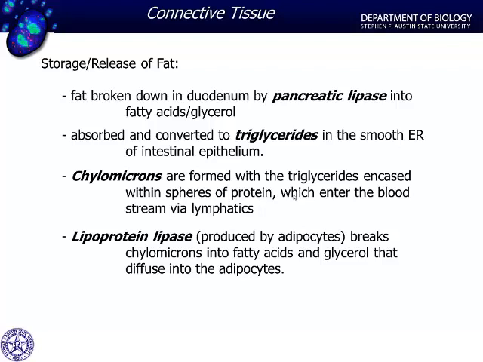Now, we can also recruit triglycerides back out of the adipocytes. And this is going to be a lipoprotein lipase, similar in regards to what we see produced in the pancreas. And this is going to break down those chylomicrons into the fatty acids and into glycerols, and these are going to be able to diffuse into the adipocytes as well. They will again be processed. They are going to be placed in triglycerides again once they're back inside the cell.